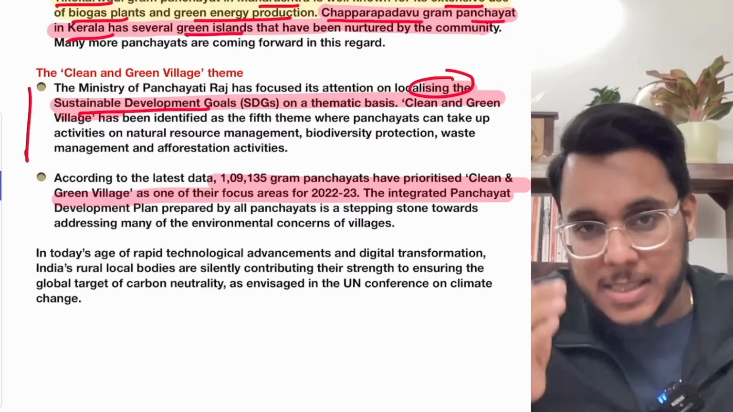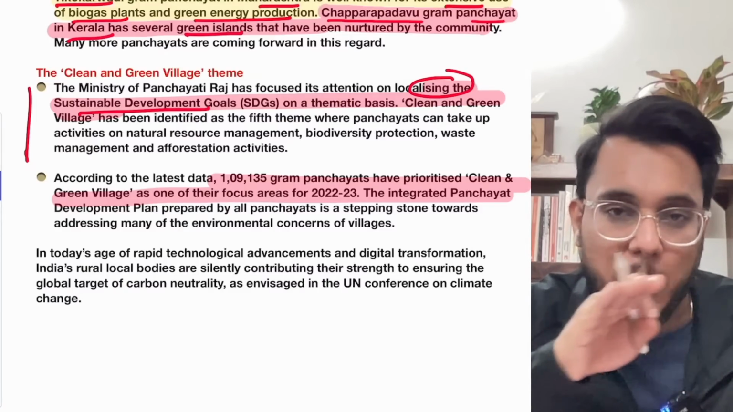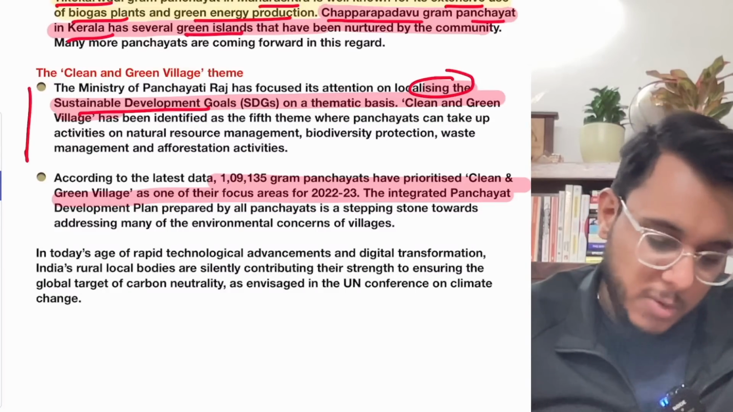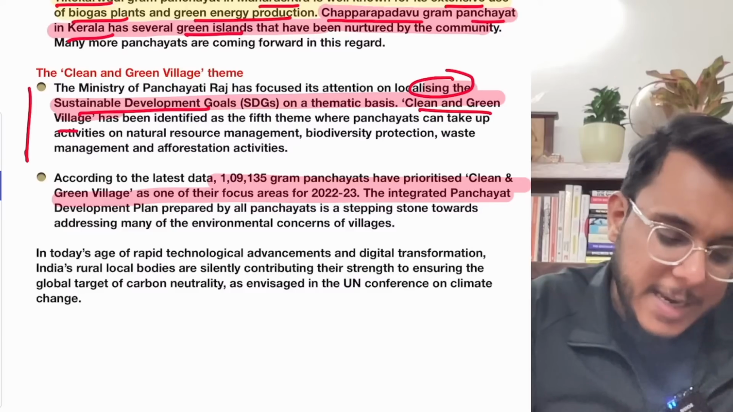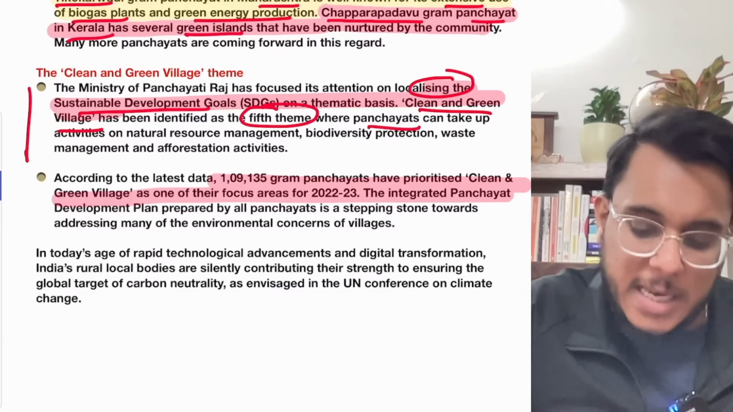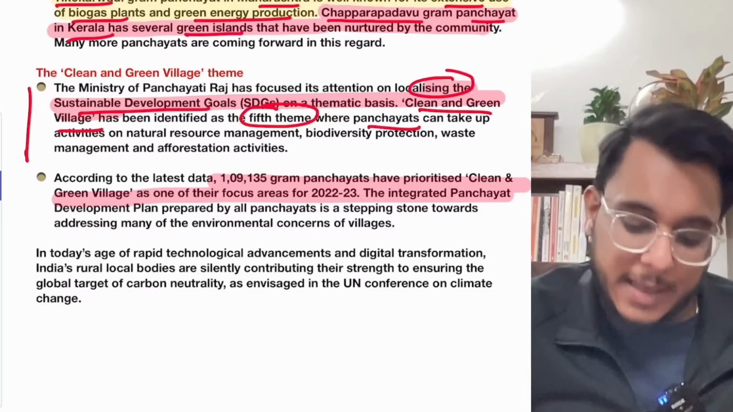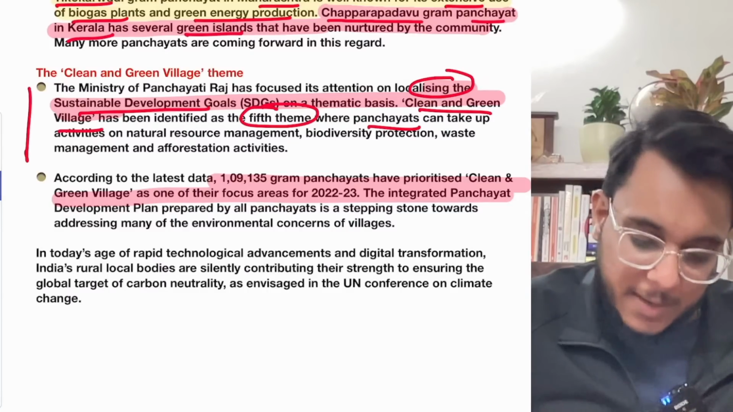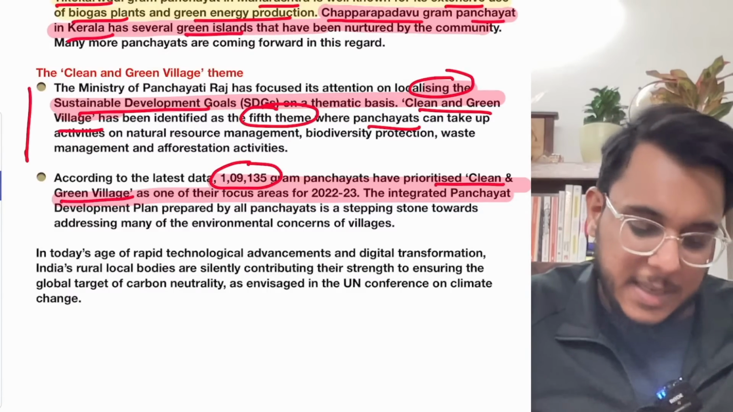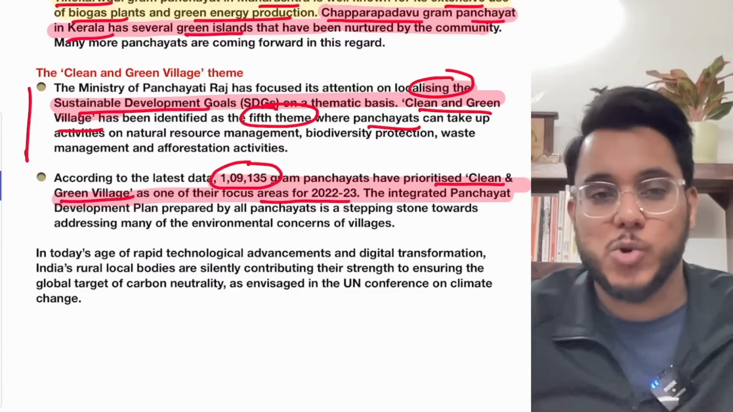For example, the sustainable developmental goals are to be incorporated within the Panchayat's developmental plan. This is something that the Panchayati Raj Ministry is focusing on. It is focusing on clean and green village, and the clean and green village has been identified as a fifth theme where the Panchayat needs to take up activities which promote the clean and green village. Now, in India, more than 1,09,000 gram panchayats have prioritized the clean and green village in their developmental plan of 2022-2023.